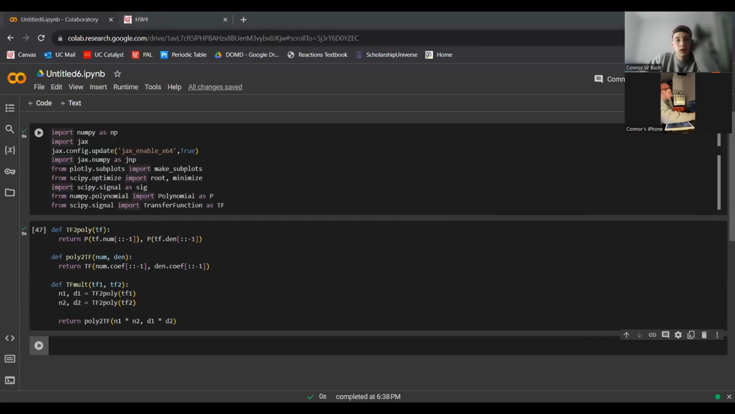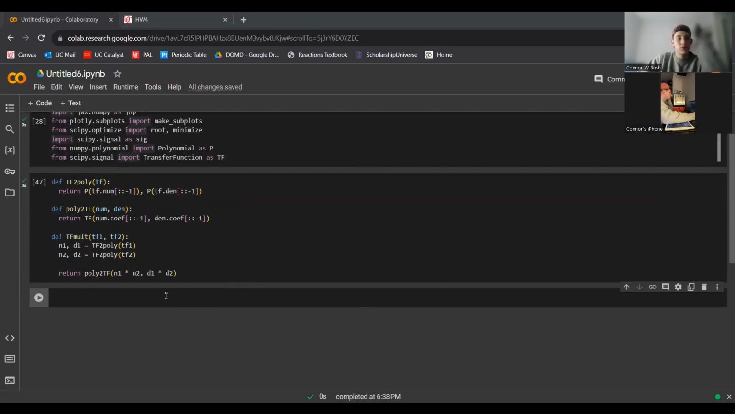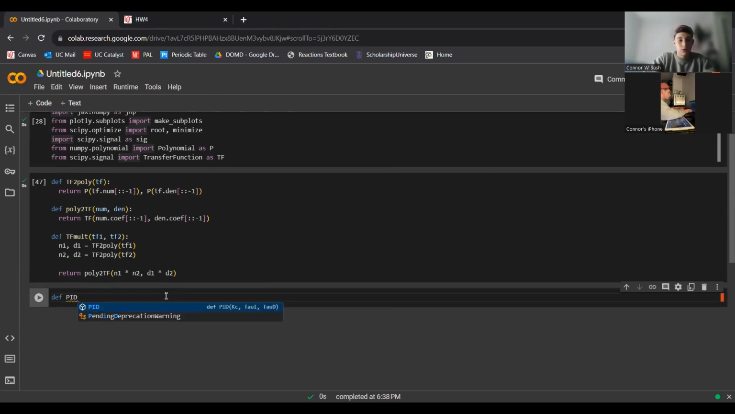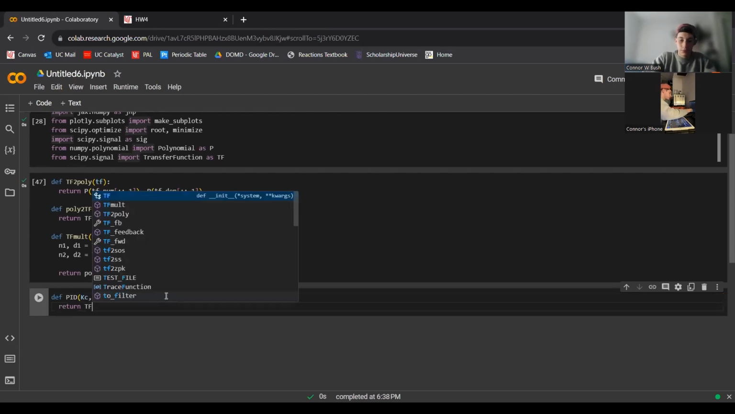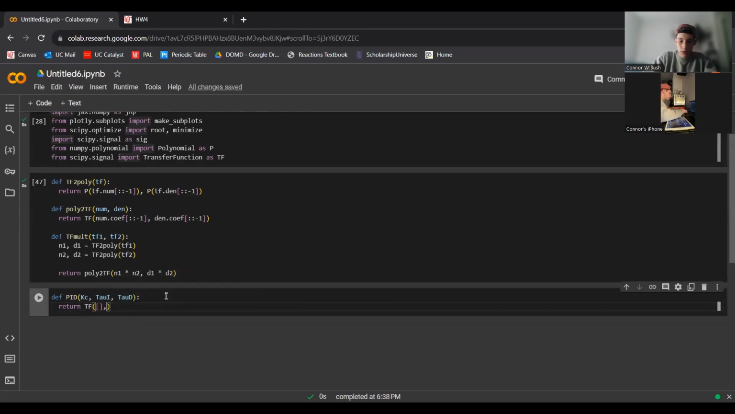Okay, so now we're back in Python. What we want to do is make a new function. We're going to call this PID. There's 3 components we need to consider: our KC, our proportional gain, our tau I, time interval, and then tau D with respect to the derivative. So what we want to do here is return the transfer function. So again, numerator, denominator situation.